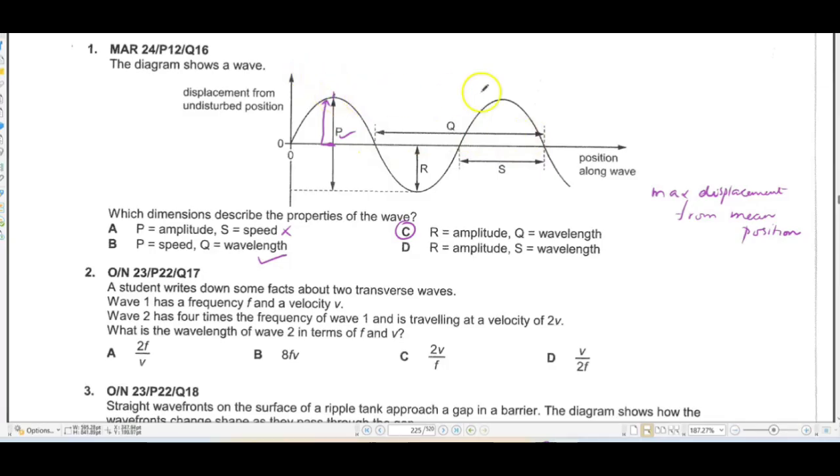A wavelength would have been from this to this place. And here it's from one trough to the other trough that's being completed. So yes, Q is the wavelength. So C is the correct option.